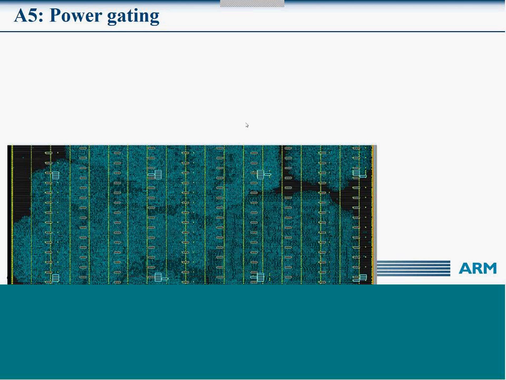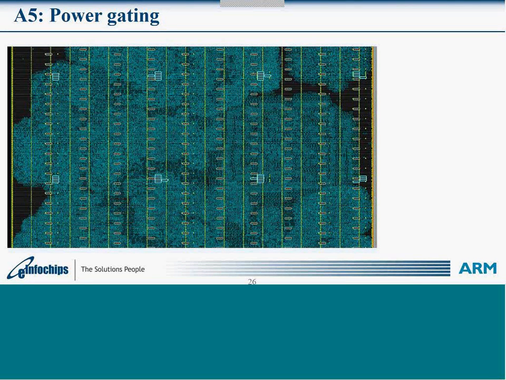The implementation we did to target and optimize our power is power gating. So we use the power gating cells for the intent of A5. If you can see those highlights, these are power gating cells we have placed at a regular interval.